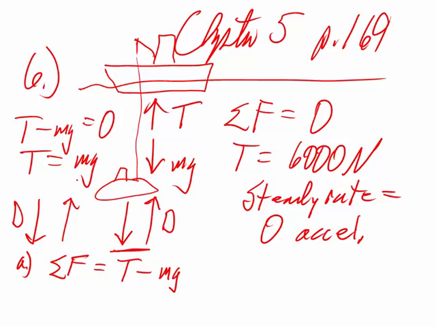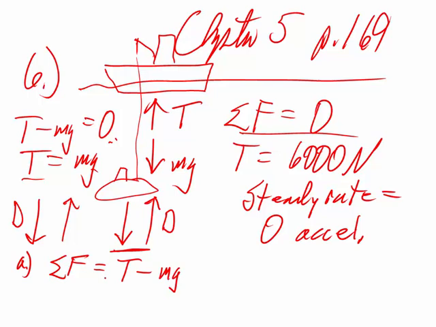You say, well, how do you know it's T minus mg is equal to 0? Tension is always up. The weight of the object is always down. Since it's moving at a steady rate, there's no acceleration, so the sum of all the forces is equal to 0. So that's how I come to that. So the tension is equal to the weight since it's not accelerating, okay?